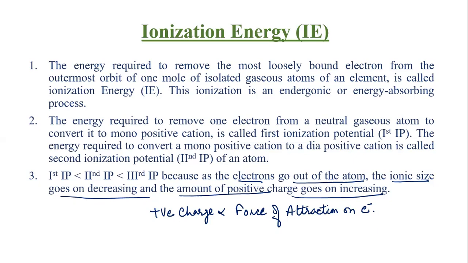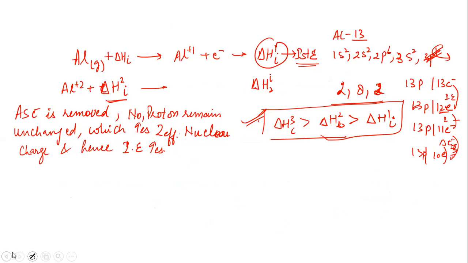The positive charge is directly proportional to force of attraction on the electron, which is directly proportional to ionization energy. The more the force of attraction, the more energy I need to remove it. More energy I require to remove that particular electron. Clear? Any doubt in this? Okay.